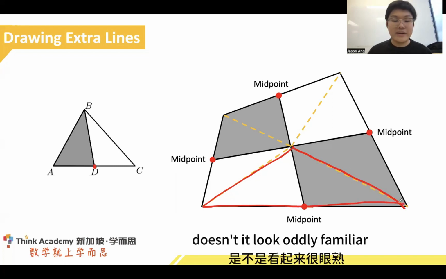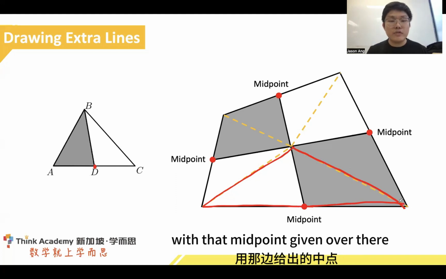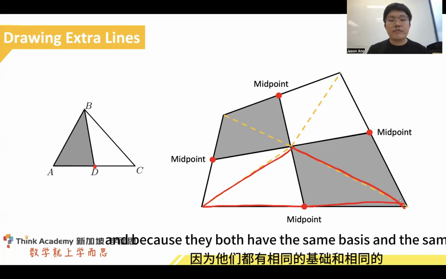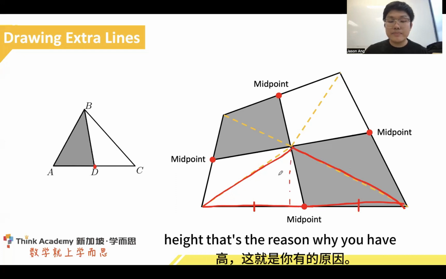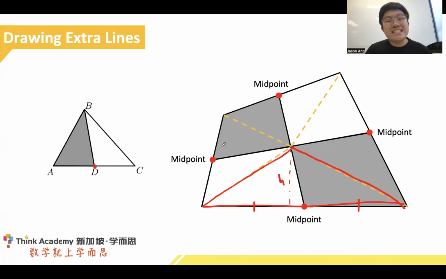Doesn't it look oddly familiar? So it's just like the same triangle with that midpoint given over there. And because they both have the same bases and the same height, that's the reason why you have half of this triangle being shaded. But what about the rest of the figure?